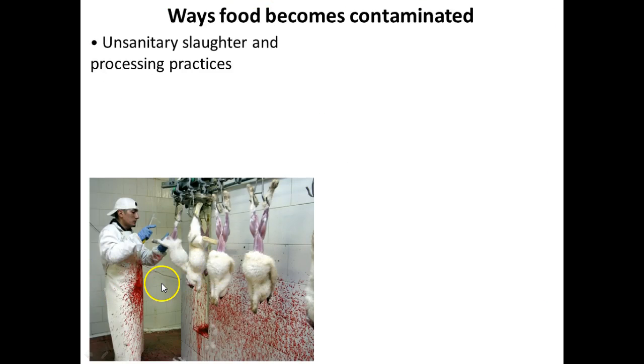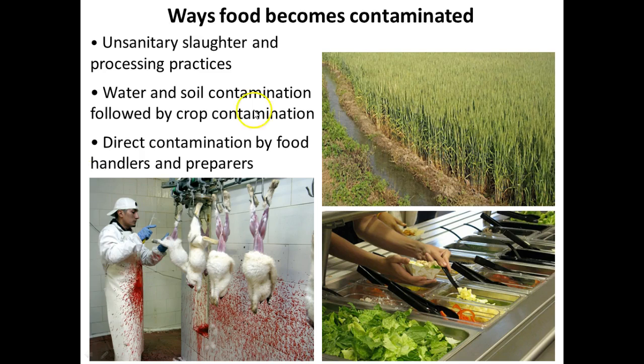So how does food get contaminated? Peter picked this picture, I did not. Right, unsanitary slaughter and processing practices. One of the main reasons why some people don't eat animals, other than the fact that they don't like this kind of thing happening to animals. But it's how it's done that matters, right? How it's processed. Water and soil can be contaminated and therefore contaminate crops.